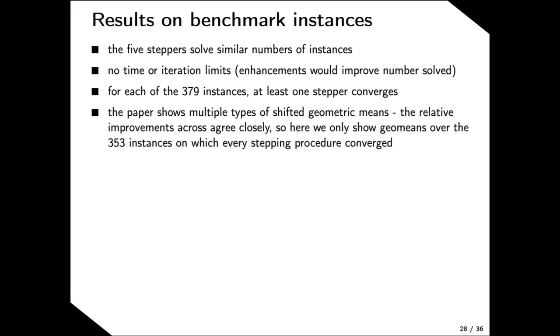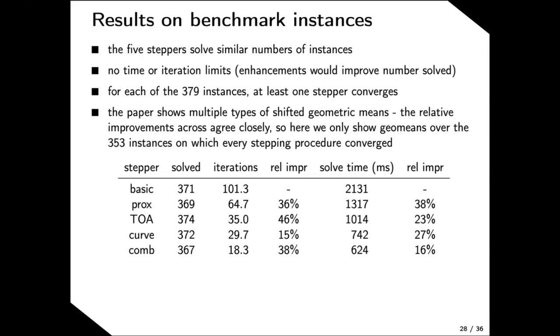So in the paper, we show multiple different types of shifted geometric means just to give a complete unbiased picture of the results. Because the relative improvements we see over these measures agree quite closely, here in this presentation, we're only going to show one type of shifted geomean, and that is on the 353 instances on which every stepping procedure converged. And here's what that looks like.